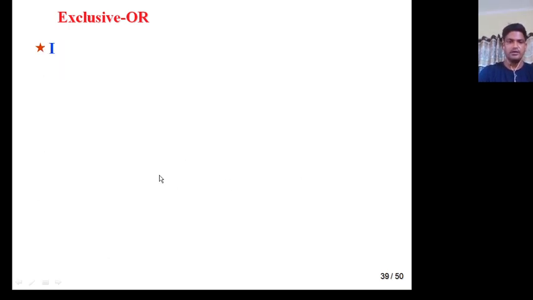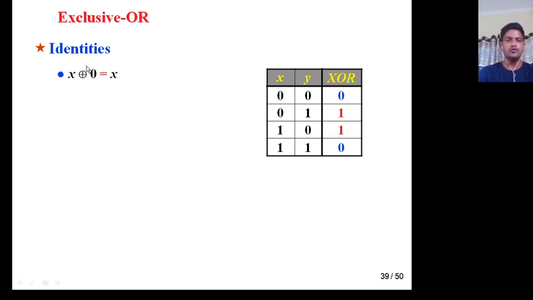Okay. Now the properties of the XOR gate. This is the truth table: 0 0 gives 0, 0 1 gives 1, 1 0 gives 1, 1 1 gives 0. Now the most important properties of XOR. X XOR 0 is always equal to X. Means if one input is X and the other input is 0, it gives output X. Next, X XOR 1 equal to X bar. Means if one input of the XOR gate is connected to 1, or plus 5 volt, or VCC, it works as a NOT gate, X bar.